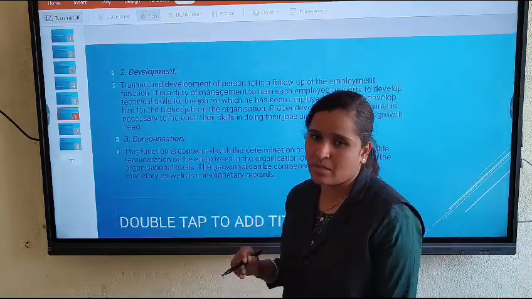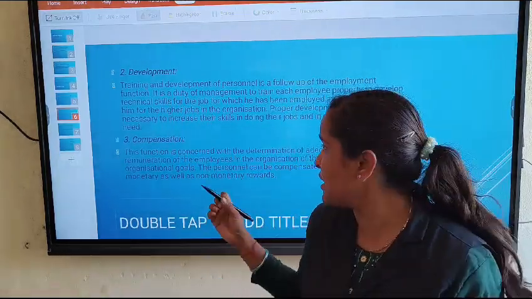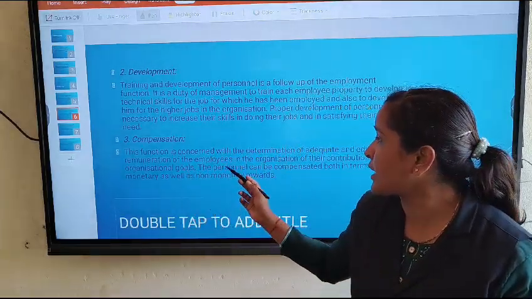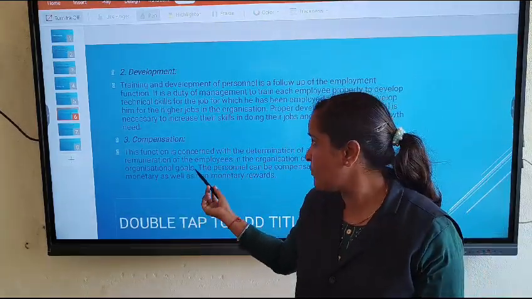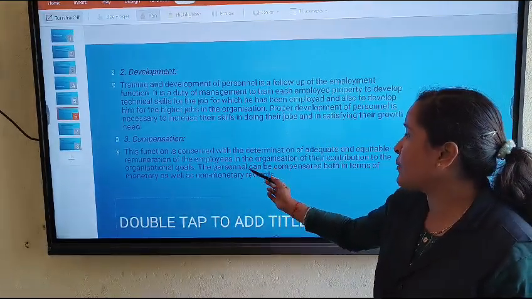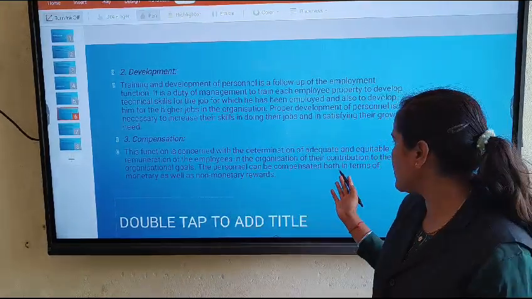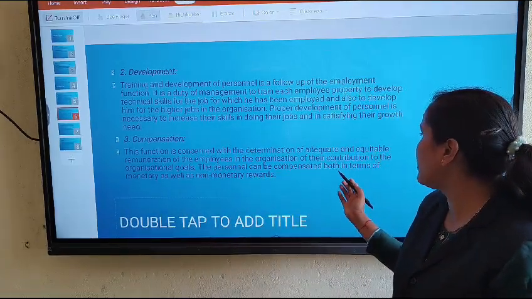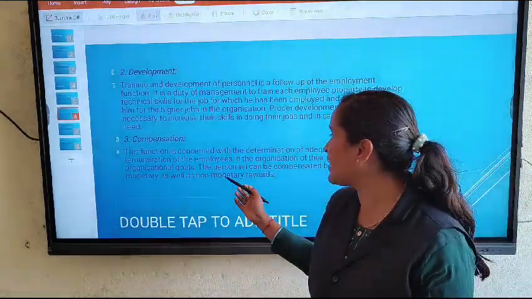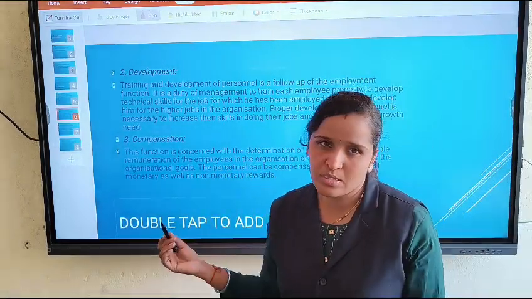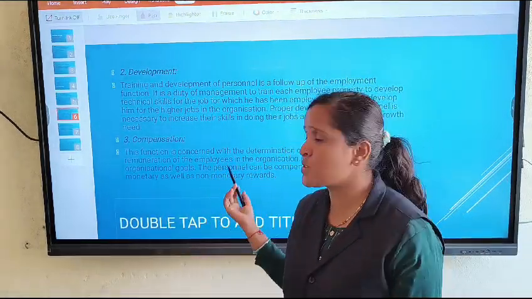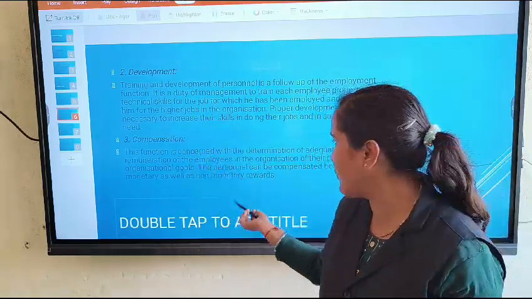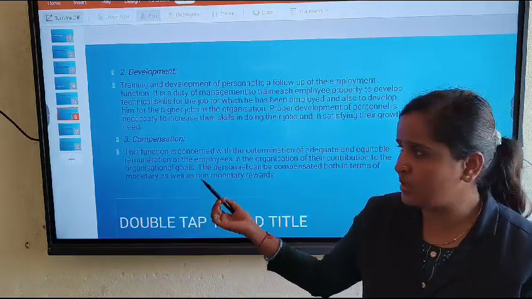Third is compensation. The compensation function is concerned with the determination of the remuneration of the employees. Compensation is the remuneration employees receive in an organization for their contribution to organizational goals. It can be in terms of both monetary and non-monetary rewards. This is the importance of compensation.